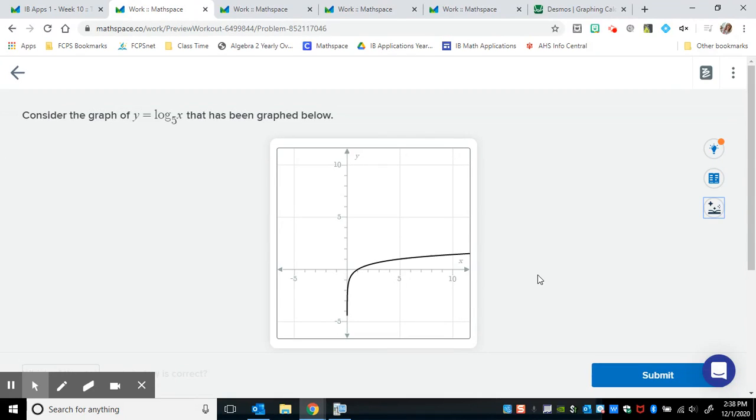What's up, everyone? We're going to go through IB Applications 1, Mathspace Week 7, Most Missed Problems. So we're going to talk about numbers 1, 2, 4, and 5.